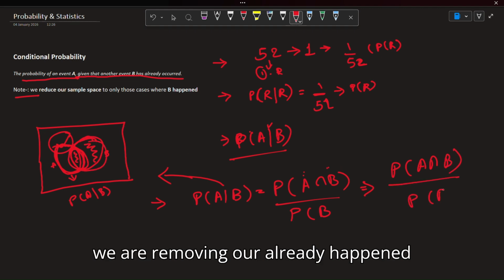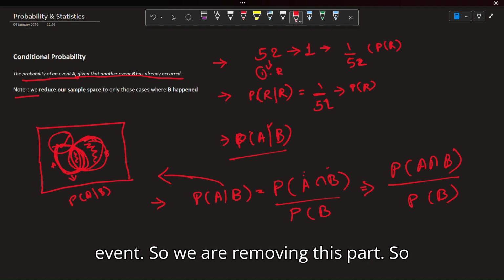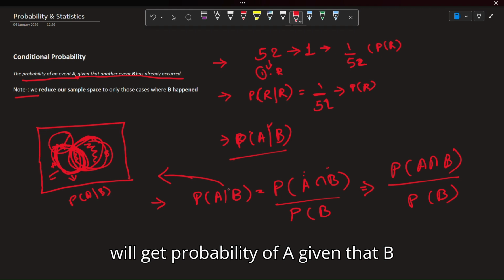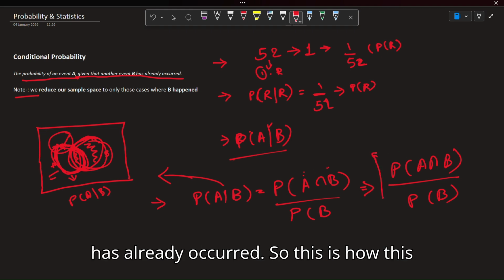So we are removing our already happened event. So we are removing this part. So we will find the probability of A. So we will get the probability of A given that B has already occurred. So this is how this formula works.